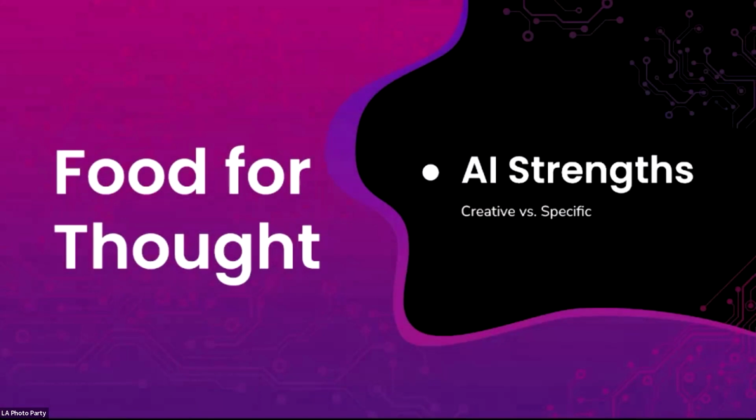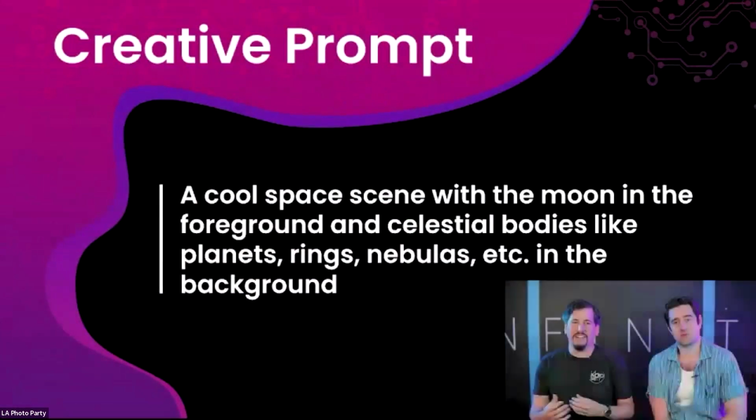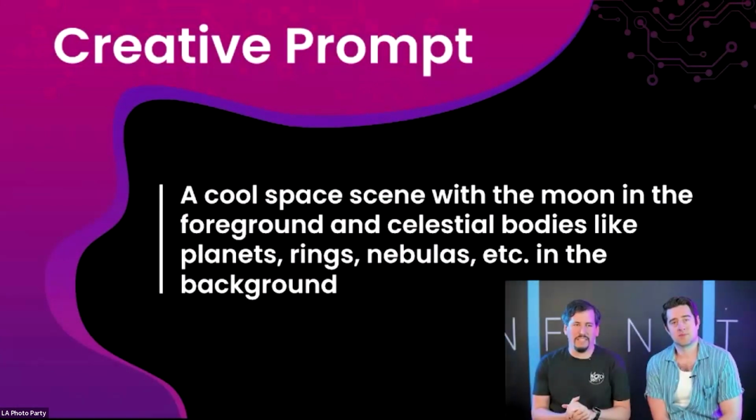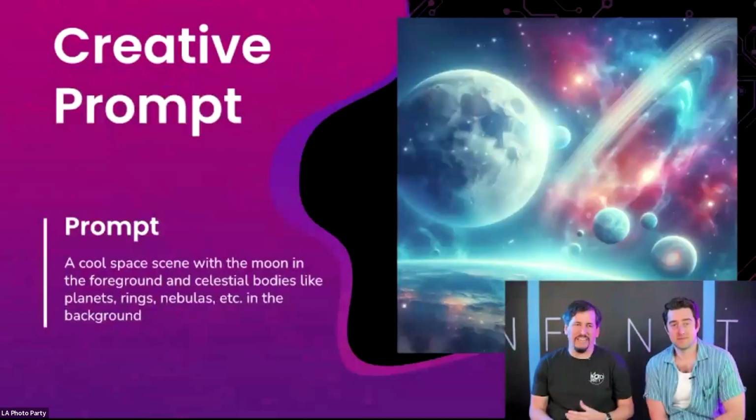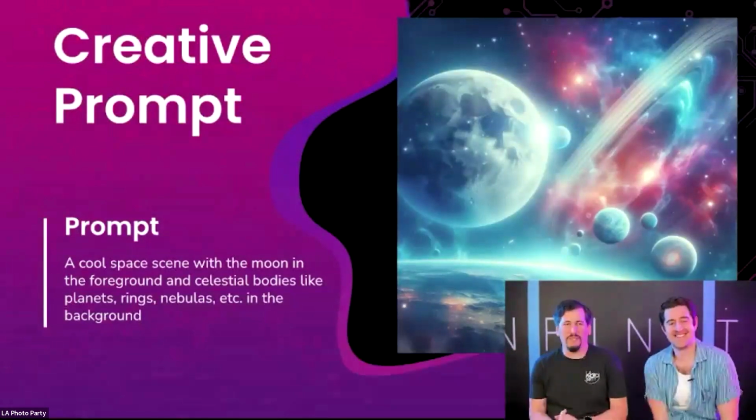So the way I think about it is AI is really good at being creative, but it struggles if you want to get more specific. So here's an example of that. If I give a prompt to create an image, a cool space scene with the moon in the foreground and celestial bodies like planets, rings, nebulas, etc., in the background, that is a very creative prompt, and you can see what type of output comes from an AI image generator. It's really cool. And it knows what planets and moons and things are, and it was able to follow the prompt really well.